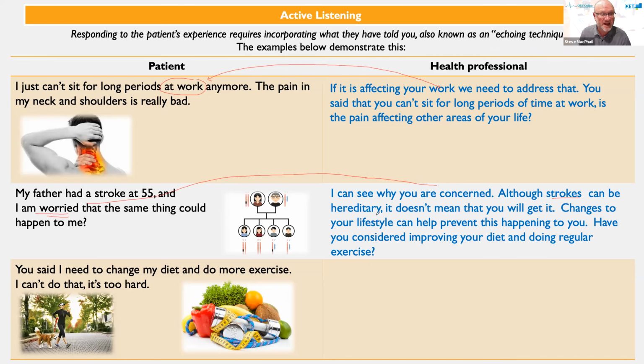Although strokes can be hereditary, hereditary is summarizing the patient's concern about it running in the family. Although strokes can be hereditary, it doesn't mean you will get it. Changes to your lifestyle can help prevent this happening to you. Have you considered improving your diet or doing regular exercise? So again, we're linking to it.